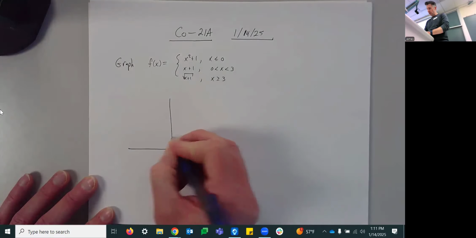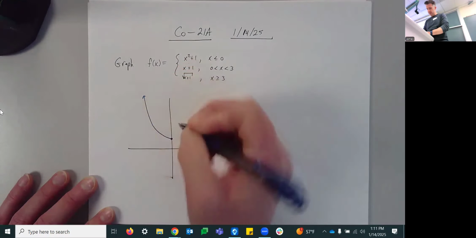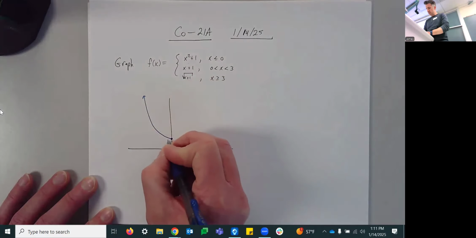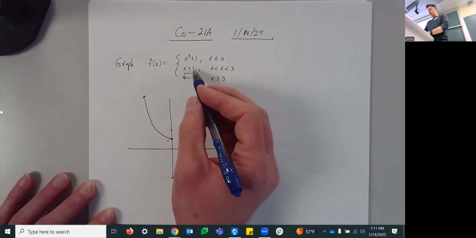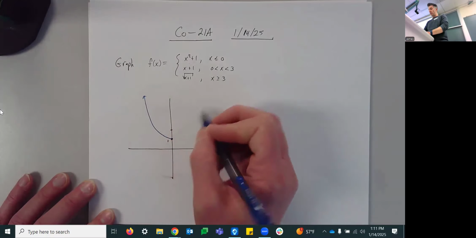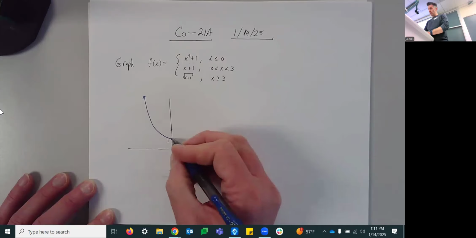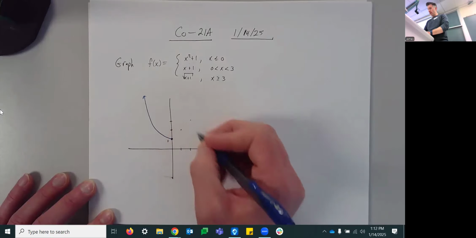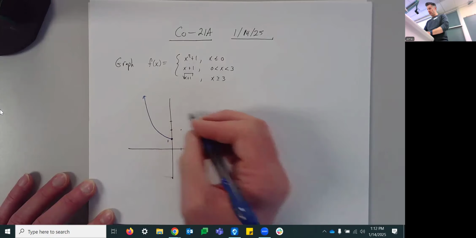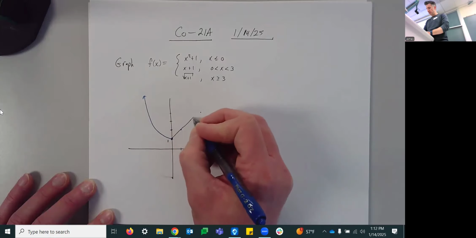So here's the point 0, 1, and it looks vaguely like that. And then for y equal to x plus 1, that's a straight line with a slope of 1, also going through the point 0, 1. So I get the point 0, 1, 1, 2, 2, 3. And I would get the point 3, 4 if it was there, but it's going to be an open circle. It's going to look like that.